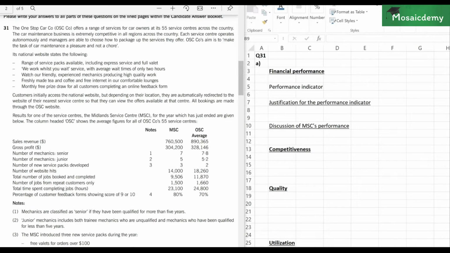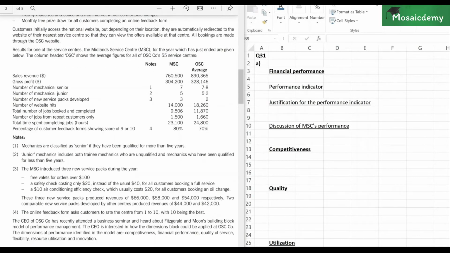So it says for the year which has ended, we are given the following data, and it shows the average. OSC shows the average figures for all 55 service centers, and we have all of this data, right? And we have notes pertaining to that data. And then it says the CEO of OSC has recently attended a business seminar and heard about Fitzgerald and Moon's building block model of performance management. The CEO is interested in how the dimensions block could be applied at OSC Go. The dimensions of performance identified in the model are, and they've given them to us: competitiveness, financial performance, quality of service, flexibility, resource utilization, and innovation.